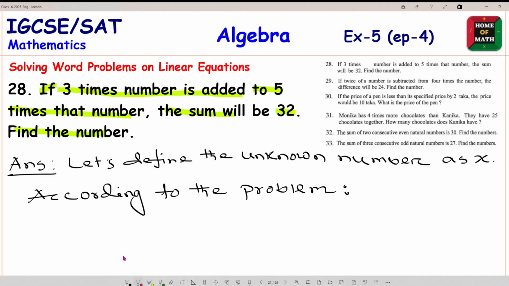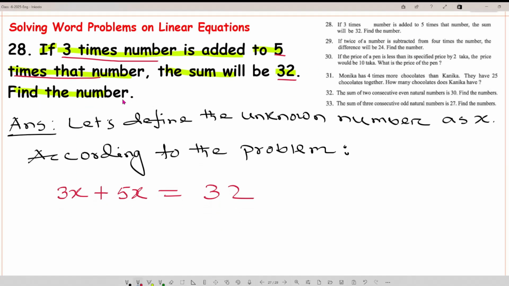Look, here are 3 things: 3 times the number, 5 times the number, we will make addition and the sum will be 32. So 32 is our summation. So this is our add. 3 times means 3x, and 5 times means 5x, right? So 3x plus 5x equals 32. So we have to find the unknown number. This we can write as 3x plus 5x, it should be 8x, equals 32.